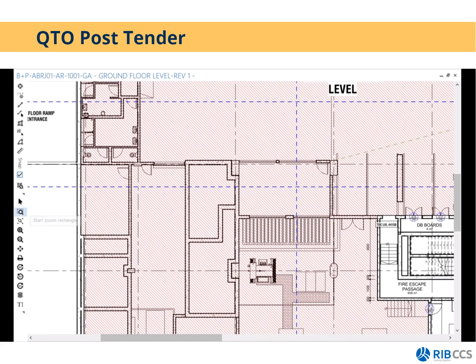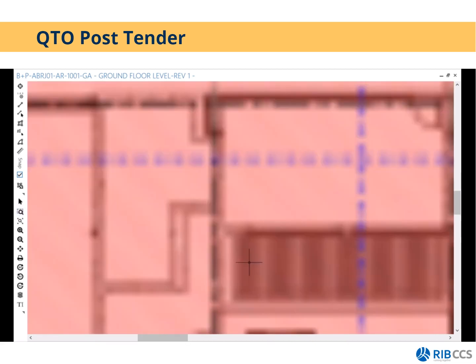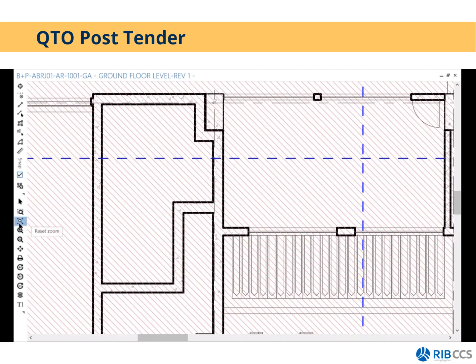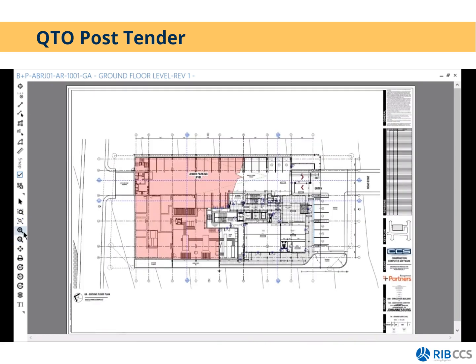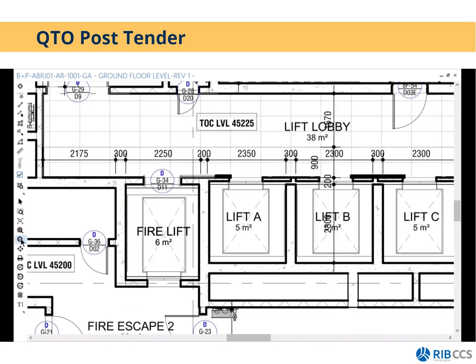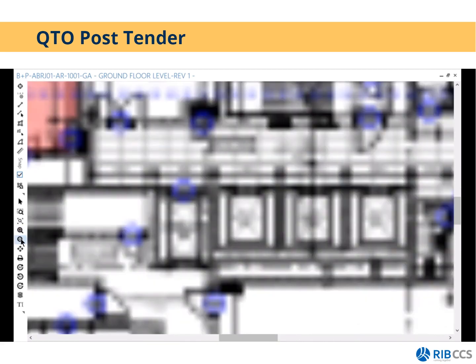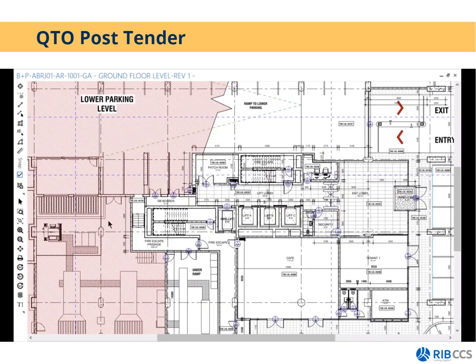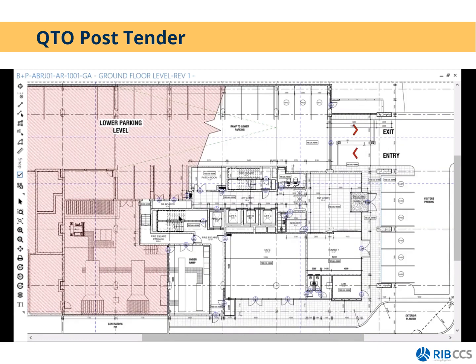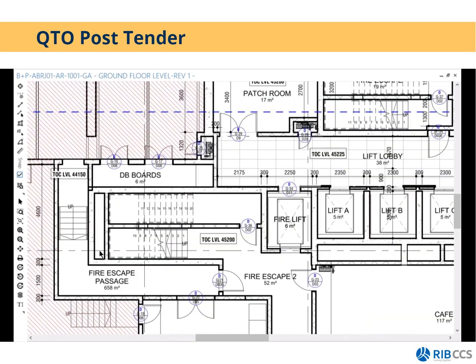Then we have the rectangular zoom. If you select that and then select the rectangular area, it will zoom into that. We've got reset zoom, zoom in, zoom out. The plus key on your keyboard will do the same, and the minus key will also do the same. And as I already mentioned, your mouse wheel will also zoom in and out.